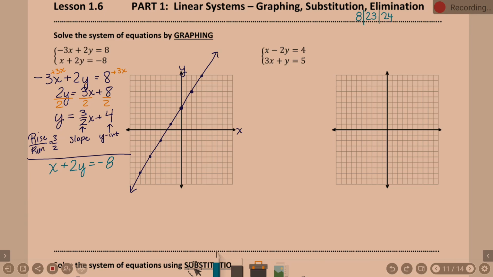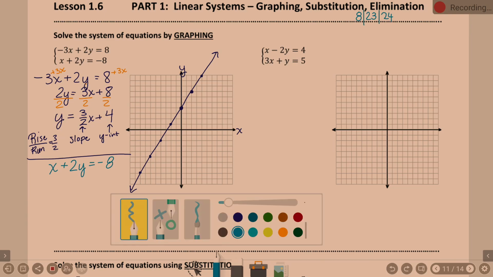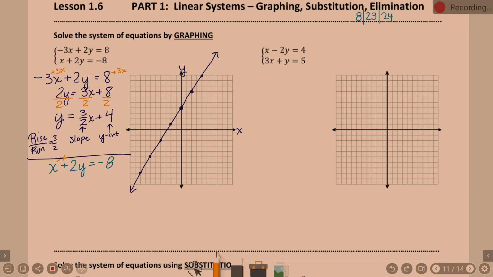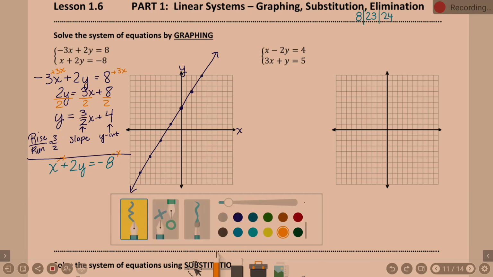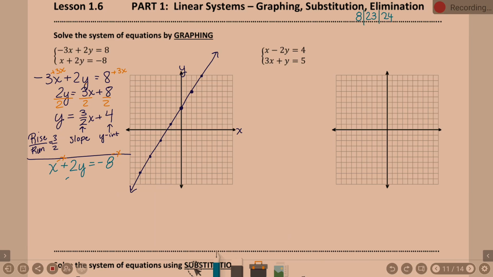Ready for the second one? X plus 2y equals negative 8. What do we need to do to make this y equals mx plus b? Subtract x. So now I have 2y equals, you can write negative 8 minus x. However, we could also go ahead and say negative x minus 8 if we're trying to get set up for the next step.